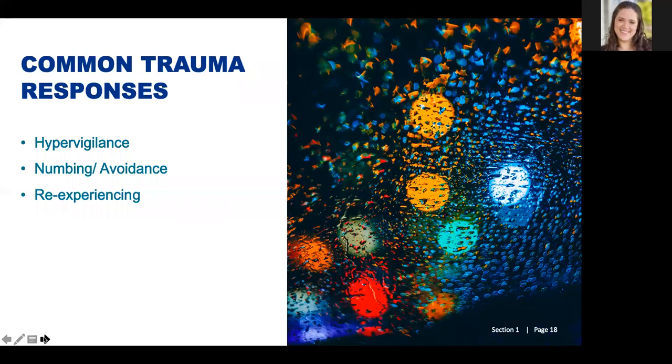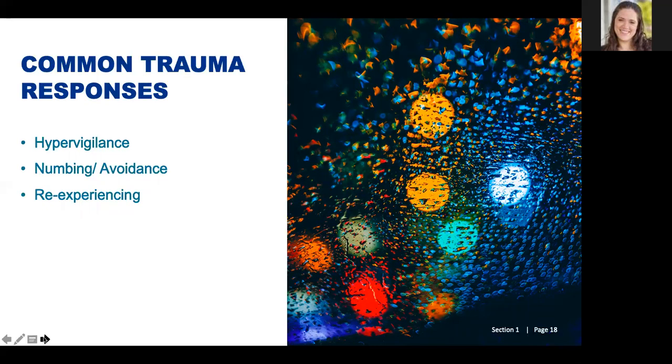Avoidance and numbing means that a person feels just that: numb, frozen, shut down, separated from their normal life. They may pull away from friends and activities that they were once part of. And sometimes youth withdraw to avoid any reminders of the traumatic event that's happened to them.